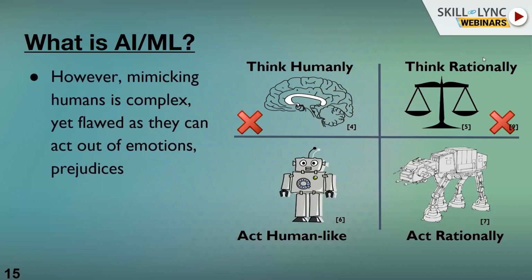But then if you think about humans, do humans always act rationally? Humans do not always act rationally, right? Most of the times we take decisions based on emotions. For example, you may take decisions out of anger, out of fear, out of sadness. So there are always emotions which drive you. So mimicking humans, therefore, is also not a good way to do it.